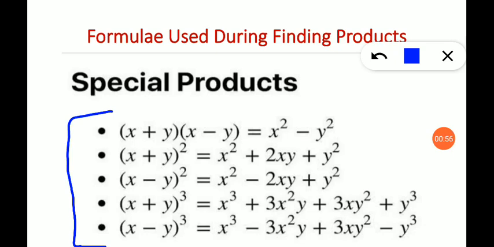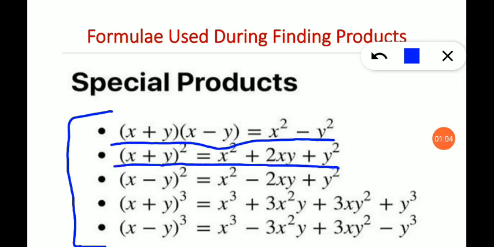The first one, (x plus y) into (x minus y) is equal to x square minus y square. Second, (x plus y) whole square is equal to x square plus 2xy plus y square. Now third, (x minus y) whole square is equal to x square minus 2xy plus y square.